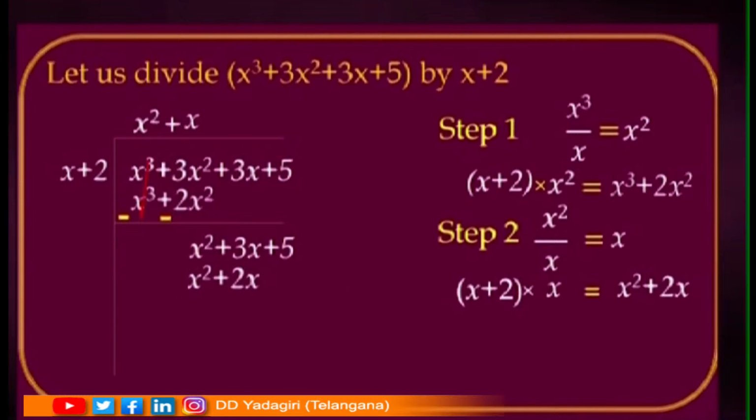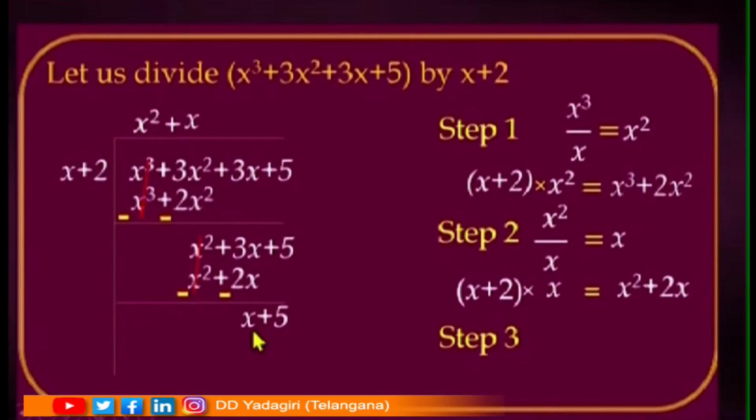So you get x square plus 2x. Now you see that you can go for subtraction. x square and x square cancel off. 3x minus 2x is x and the remainder is 5. So again, because you have the same degree here, you can go for a further division.